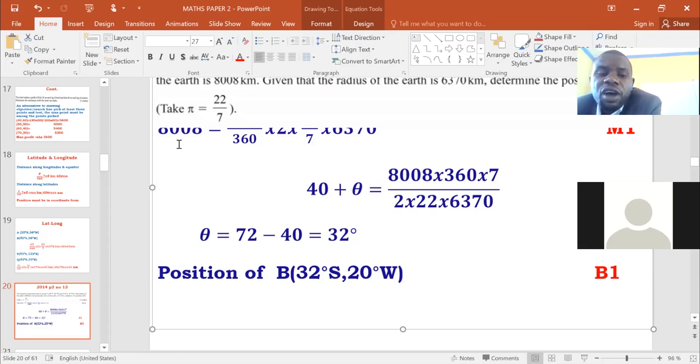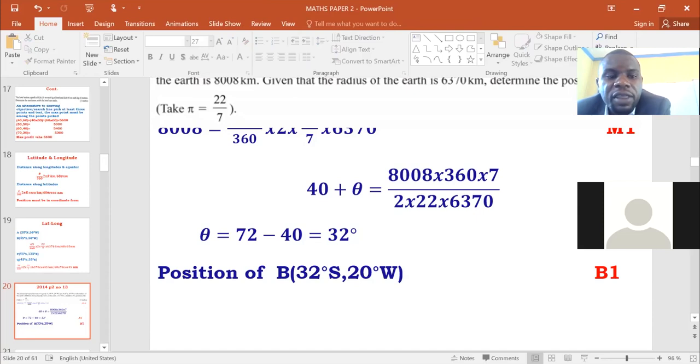If you reach the point when you have 32 degrees only, you have only got the value of theta, but you have not got the position. But if you are asked to find the position of the point B, you have to go ahead and find the right coordinate, which is 32 degrees south, 20 degrees west. That will enable you to get the full marks in that particular area.